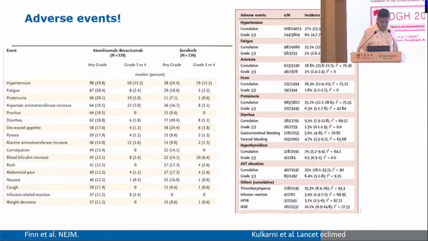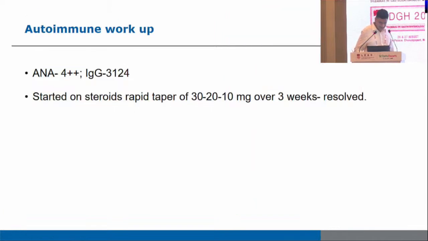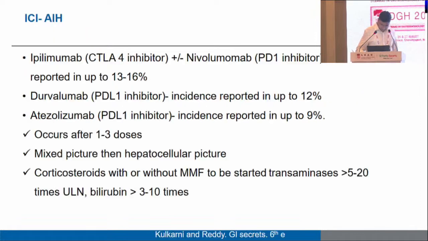10% of them can develop immune-related adverse events, and fever is one such immune-related adverse event that can be noted in these patients. We did an autoimmune workup; ANA was positive, IgG was positive. We used a short course of corticosteroids and the patient's fever subsided. These are the various prevalences which have been associated with immune checkpoint inhibitors in autoimmune hepatitis, but fever per se has been reported in case reports at least.